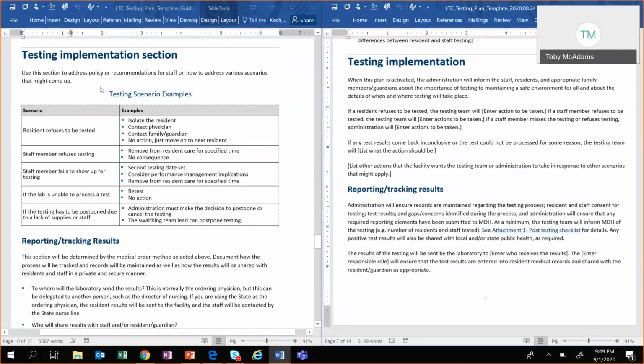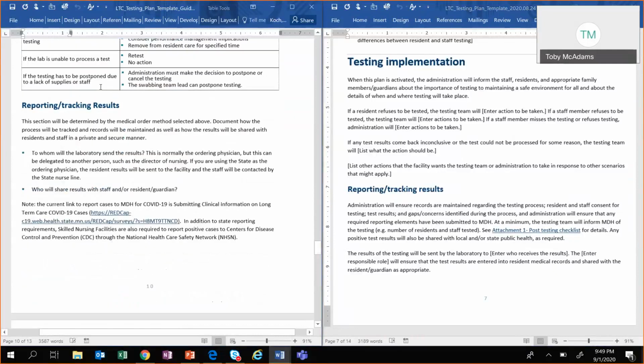Thinking about staff refusal. What about if staff fail to show up for testing on the day of testing? Or what if they're out sick? Do you have another testing date in place and already lined up as a backup? And what about in regards to the lab? What if they're unable to process a test? Do you retest? Do you just wait until the next round? What's going to be your policy around all of these what ifs for testing implementation? Those are the kinds of things we want you to be thinking about and just document.